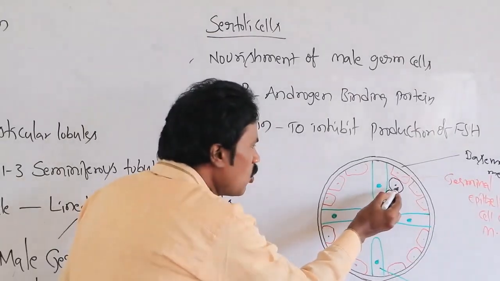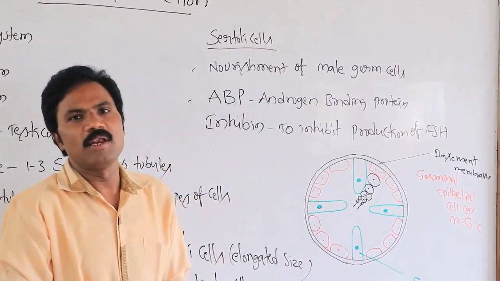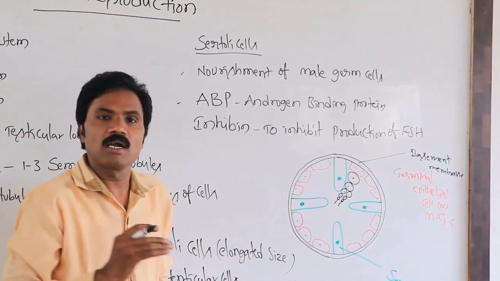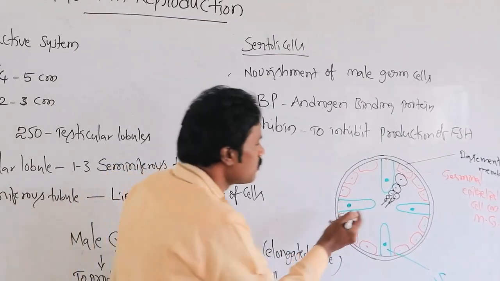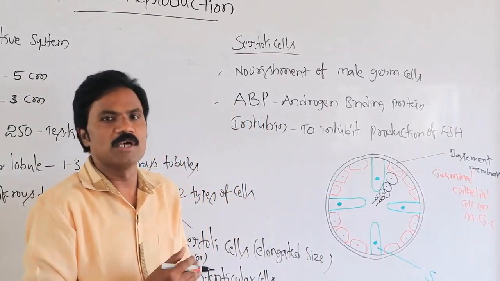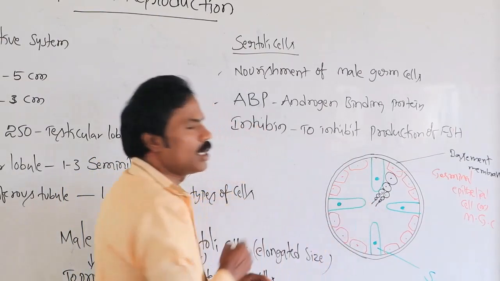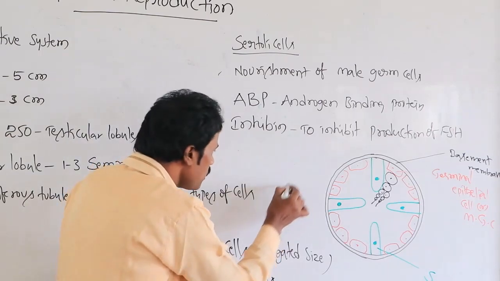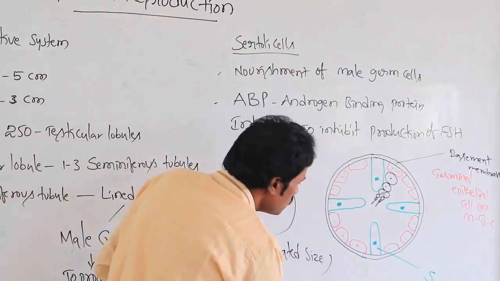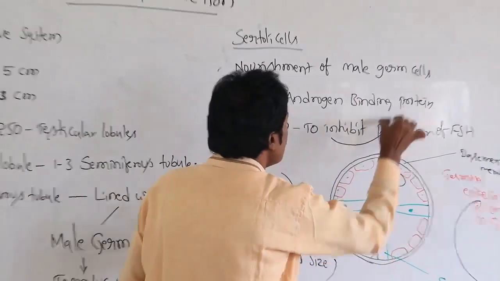The spermatogonia and primary spermatocyte are both diploid in nature. The primary spermatocyte undergoes meiotic cell division, then forms the spermatid, then the spermatozoon. The center point we call the lumen. In between, this is another seminiferous tubule, this is another seminiferous tubule, this is one more, this is another one.